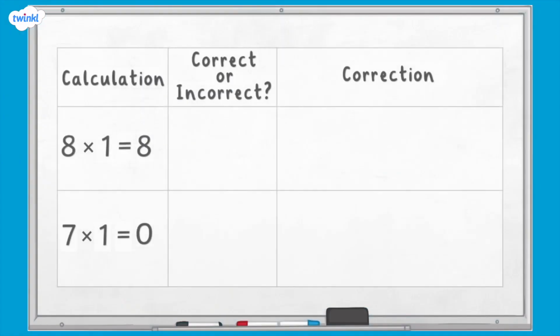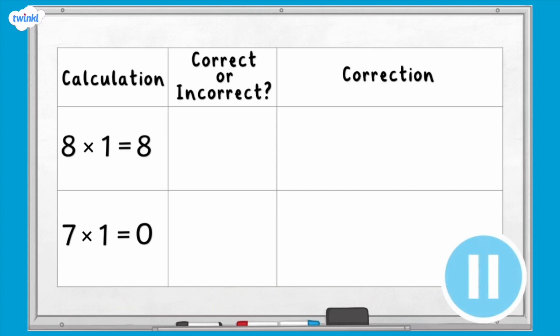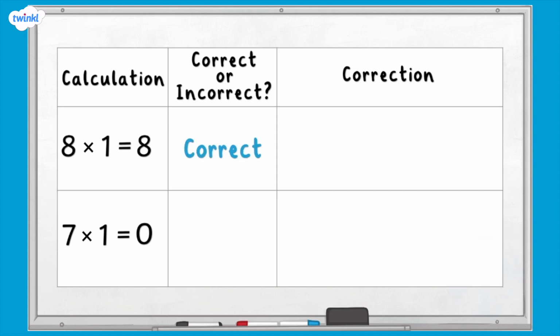Can you complete the table on the screen? Pause the video here to have a go. We can see that the first calculation is correct, because 8 multiplied by 1 equals 8. The second calculation is incorrect. Remember, a number multiplied by 1 is equal to itself, so 7 multiplied by 1 should be 7.